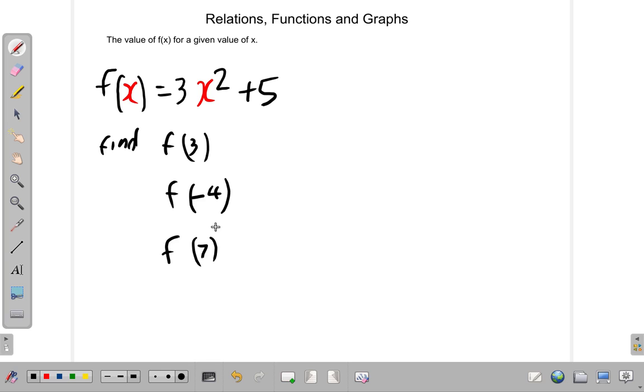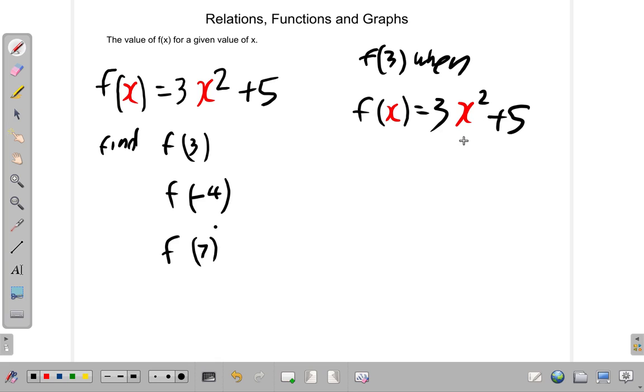Okay, you have paused the video and you completed this exercise. Let's say we want to find f of 3. Now, before you find f of 3, remember what we have here is f of x. F of x is equal to 3x squared plus 5. Now, we want f of 3 when f of x is equal to 3x squared plus 5. Remember, when we have f of x, we put in x. But now, what we want is f of 3, not f of x.